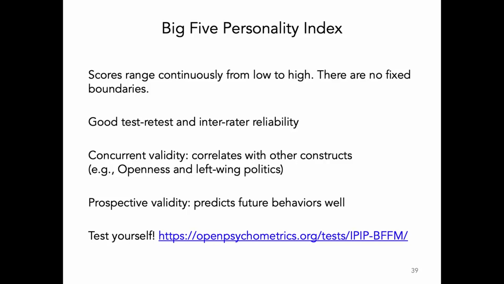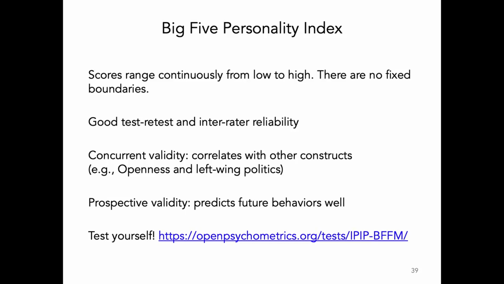So one example is that openness to new experiences is positively associated with left-wing political views. It's not a very strong relationship, something like a Pearson correlation of 0.1 or 0.15, but that it is consistently there across time and across different samples suggests that there's something in openness that is also the thing that is in left-wing politics, without needing to say which one is causing which. The Big Five also has prospective validity in that it predicts future behaviors pretty well. So here's a test. I encourage you to go take it.